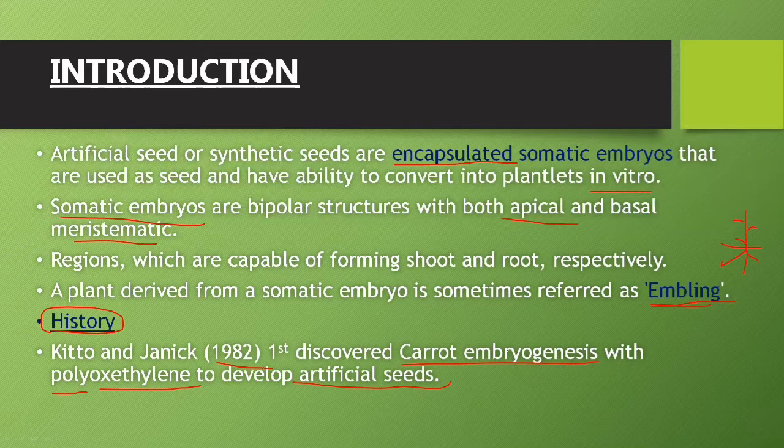Now Kitto and Janik in 1982 developed artificial seeds from carrot embryogenesis with polyethylene, also referred to as polyethylene glycol. So they first developed artificial seeds in carrots.